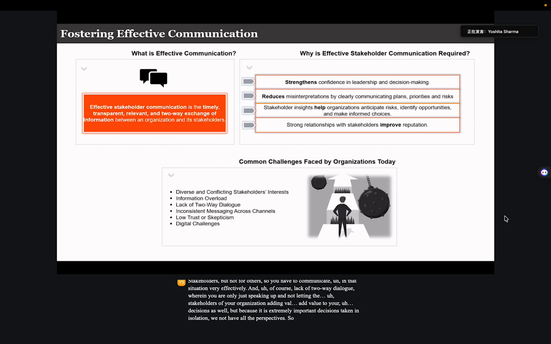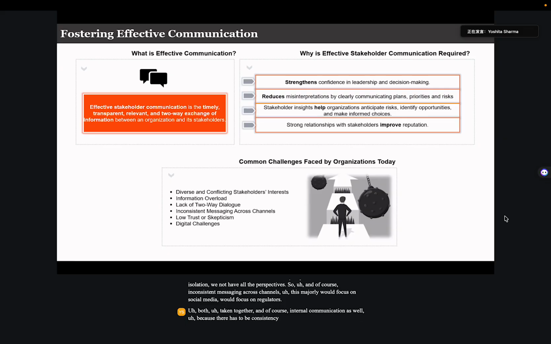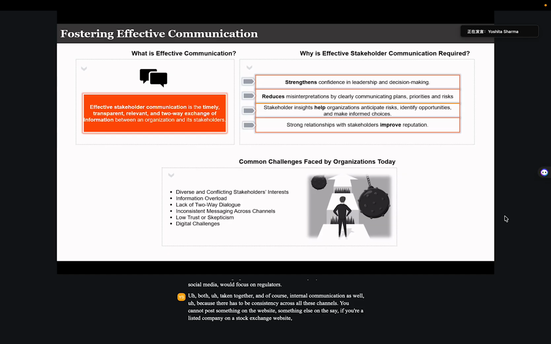This is extremely important, because decisions taken in isolation may not have all the perspectives. And of course, inconsistent messaging across channels. This would focus on social media, regulators, both taken together, and of course internal communication as well, because there has to be consistency across all these channels. You cannot post something on the website, something else on the stock exchange website if you're a listed company, and something else in the annual reports of the organization, as a formal document that many stakeholders, and more specifically regulators, investors and your lenders, would use to effectively understand your organization.